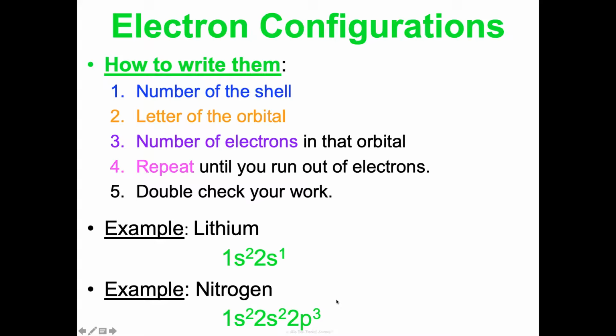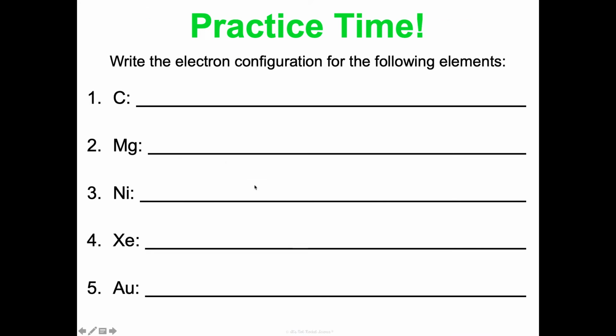Okay? Again, this is one of those things that, when you're saying it and you're looking at it, it sounds so complicated, but when you actually start doing it and just literally moving your finger across your labeled periodic table, it's going to be a lot easier than you think. Okay, so I want you to take a minute and try this for these 5 elements, and then we will go over them.